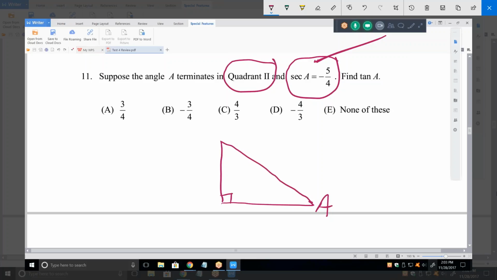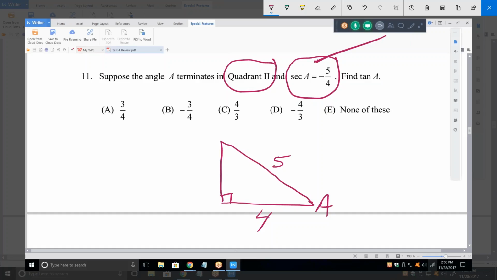The hypotenuse is always the longest side on any triangle. Always. 5 is the hypotenuse. On a right triangle the hypotenuse is the longest side. So that has to be 5, that has to be 4. Remember, the secant is the reciprocal of the cosine. Cosine is adjacent over hypotenuse, so secant must be hypotenuse over adjacent.